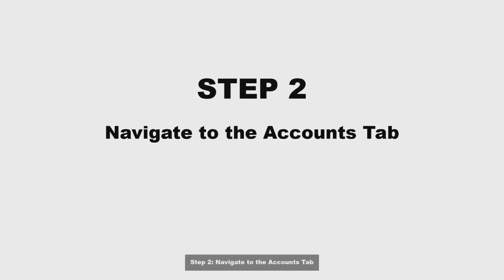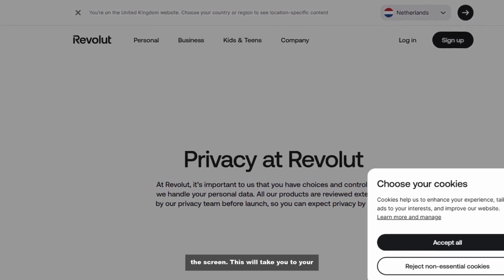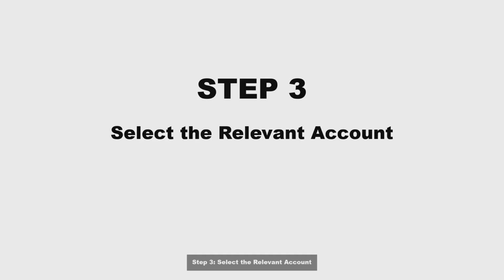Step 2. Navigate to the Accounts tab. Once you are on the home screen, locate and tap on the Accounts tab at the bottom of the screen. This will take you to your account overview. Step 3. Select the relevant account.